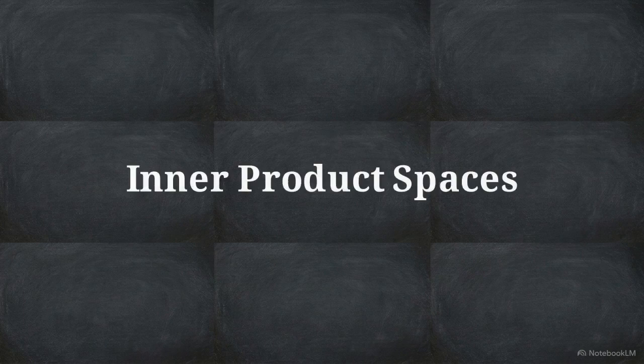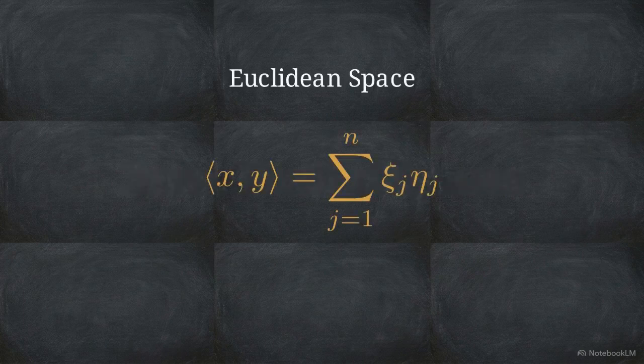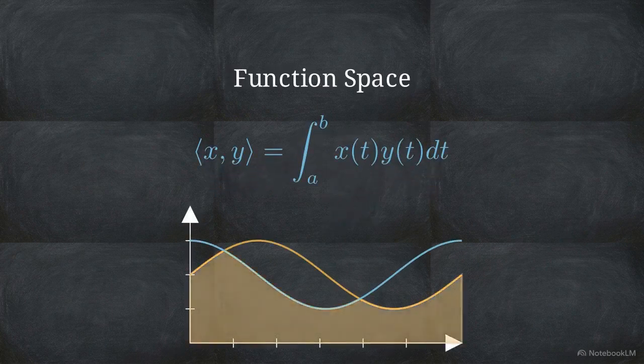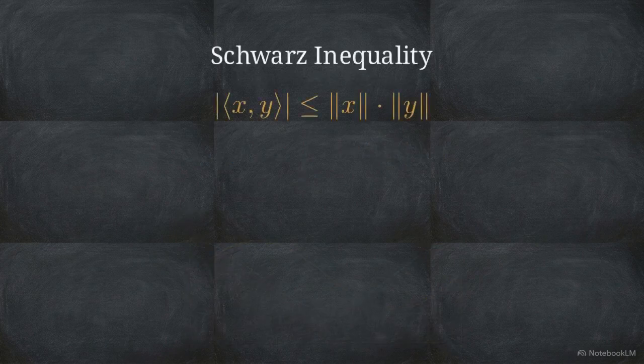We can apply this logic to a wide spectrum of spaces. In Euclidean space, we compute the inner product through a finite sum. In function spaces, we use an integral to measure the overlap between 2 continuous curves. In every case, the inner product is limited by the Schwarz inequality. Mathematically, the product of 2 vectors can never exceed the product of their individual lengths. This provides a geometric bound, ensuring calculated angles behave exactly like traditional trigonometry.